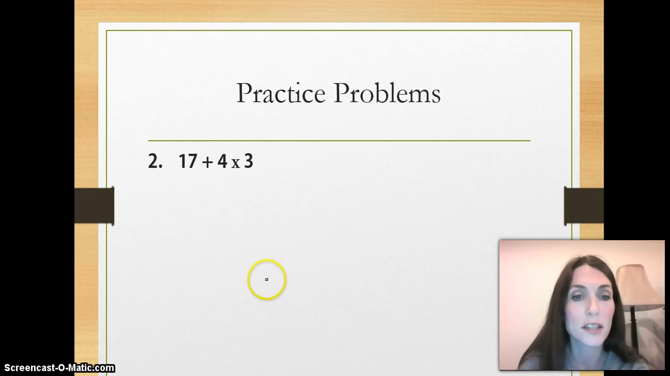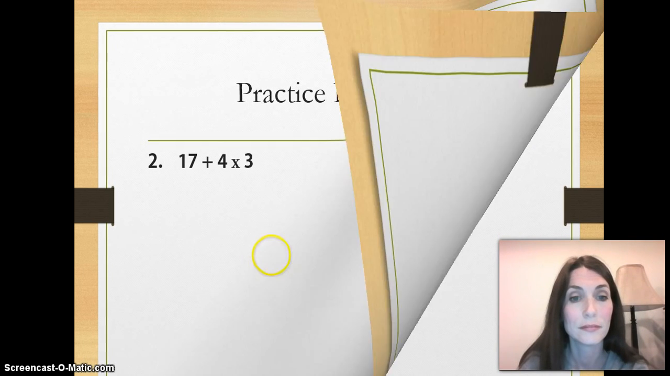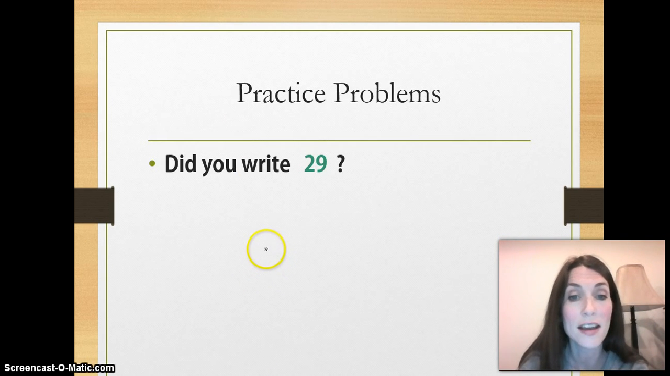Okay, for our second practice problem, we have 17 plus 4 times 3. Remember PEMDAS as you work through this. Press pause, and when you finish working out the problem, press play and we'll work it together. Did you write 29? Well, let's work this together.